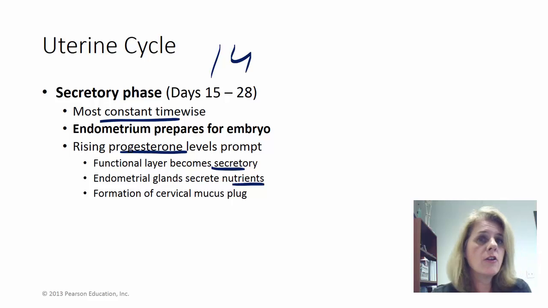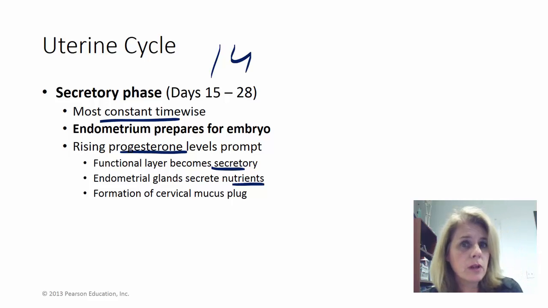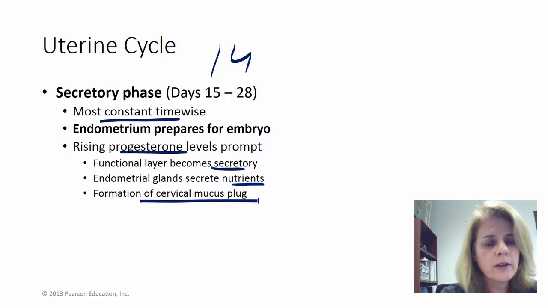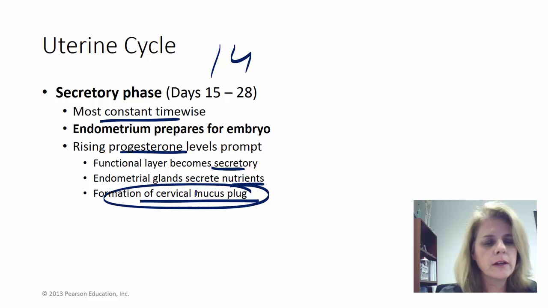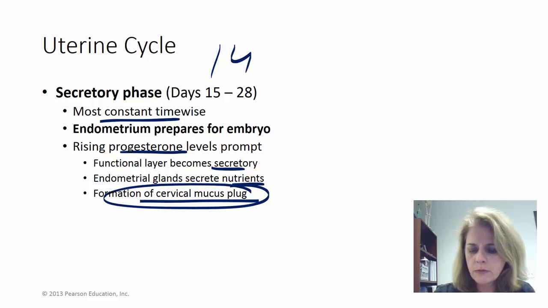And you're also going to see that cervical plug reform, because the sperm had between day 13 to 14, 15 to get in there. And now we're hoping that conception has occurred. And so now we're going to form that mucus plug so that no bacteria, no viruses, whatever can get in there and damage the uterus and the possible embryo. So that cervical plug is going to reform.